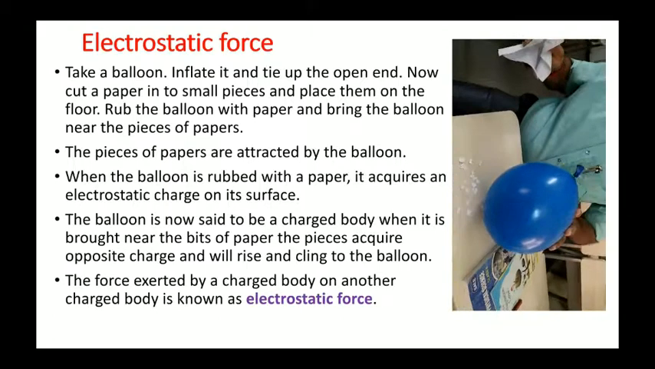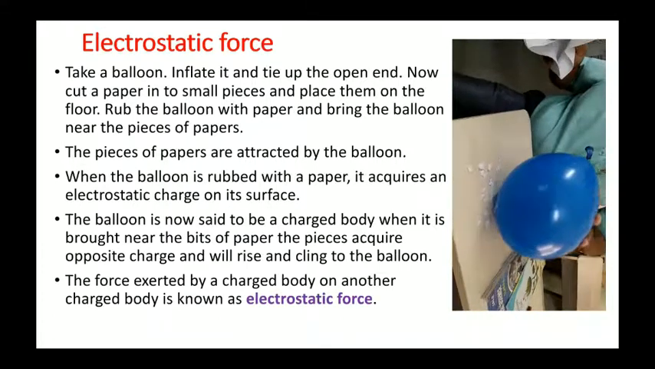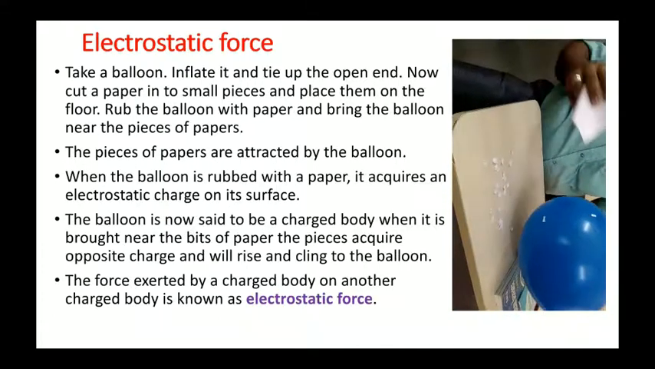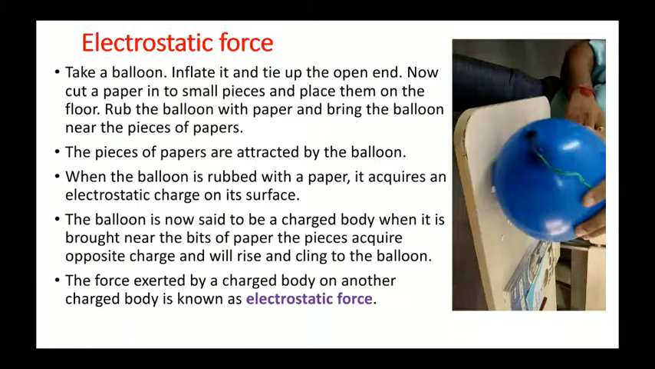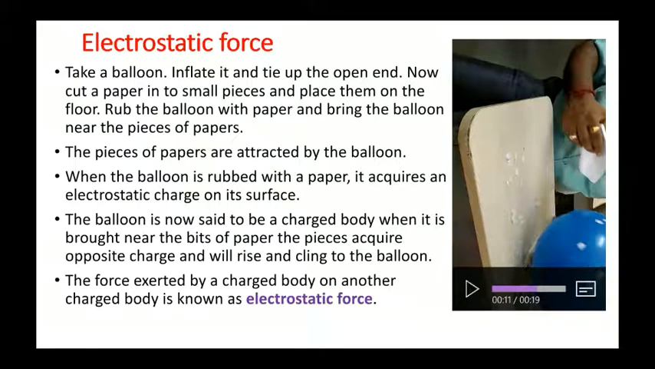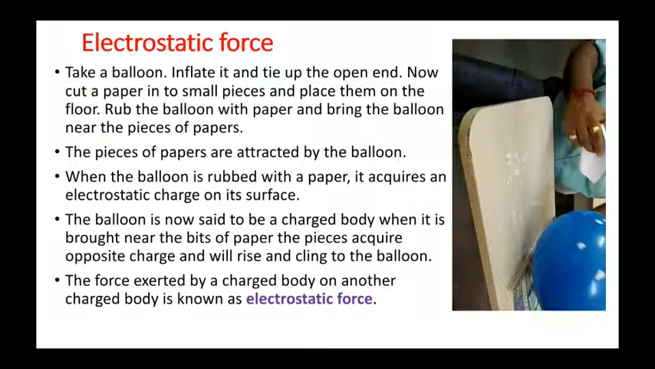Take a balloon, inflate it and place it near the pieces of paper. See here, the pieces of paper are attracted by the balloon. Why are the pieces of paper attracted by the balloon? Initially the balloon is rubbed with a paper. By rubbing with a paper, it acquires an electrostatic charge.